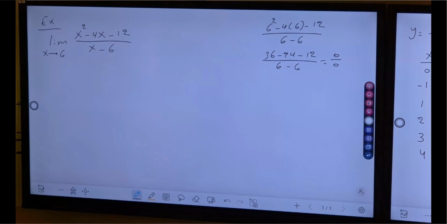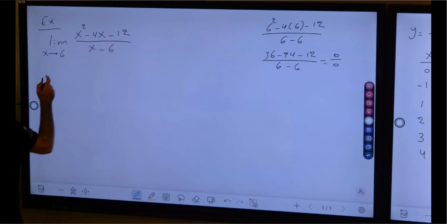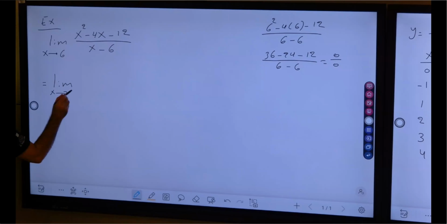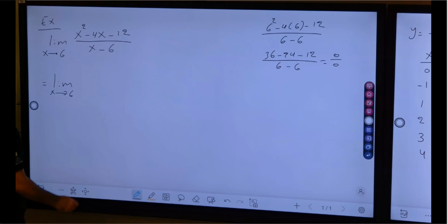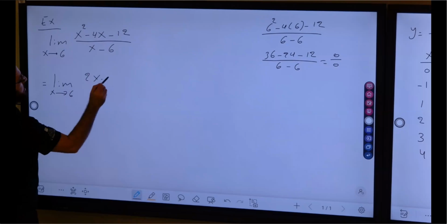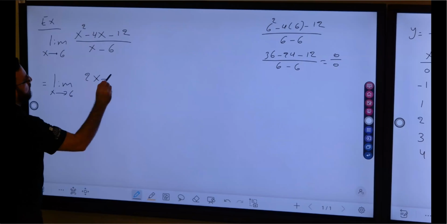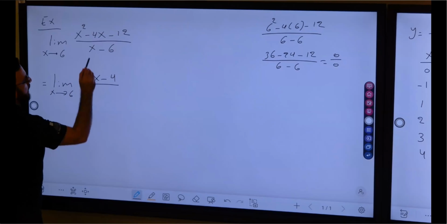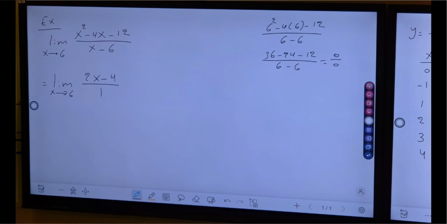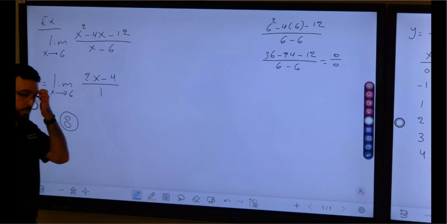So now we're going to use the rule, which is the whole thing here is exactly the derivative, 2x minus 4, because the derivative here, and the derivative here is what? 1. Now, just go ahead and plug in the 6. The limit is going to be 12 minus 4. Yes or no? That's it.